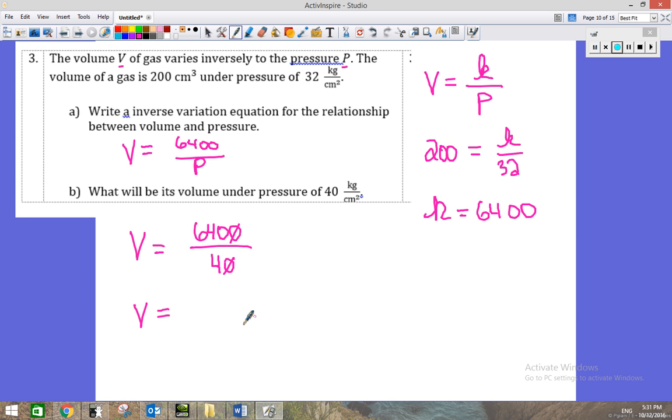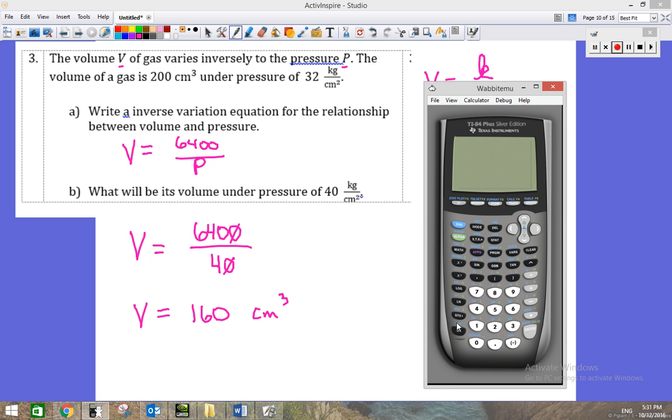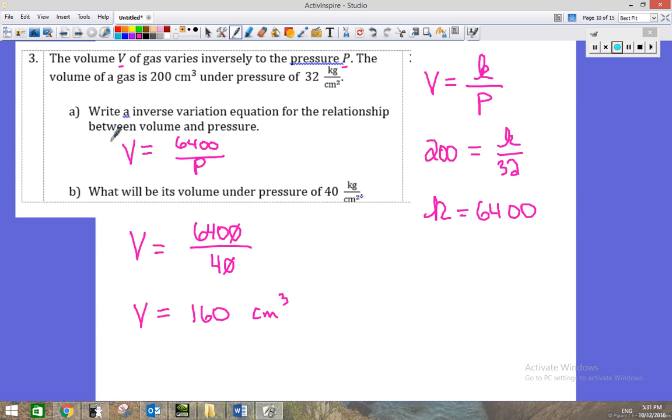So 640 divided by 4 is probably 160, but let's check it. And it wanted that V is in cubic centimeters. So if I take 640 and divide it by 4, 160. Alright, so there's our answer for part B. So our answer for part A was the equation, and our answer for part B was to use that equation to determine the volume when the pressure was given to be that amount of 40.